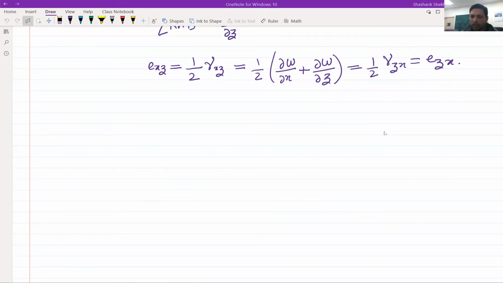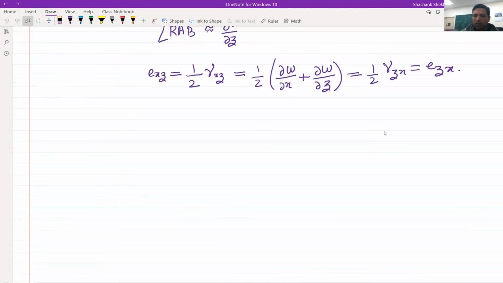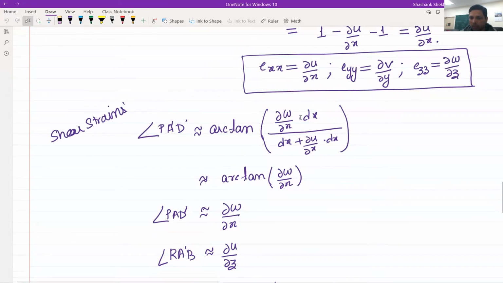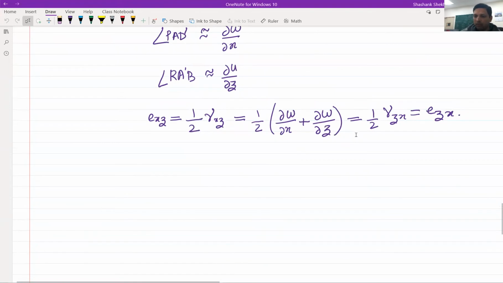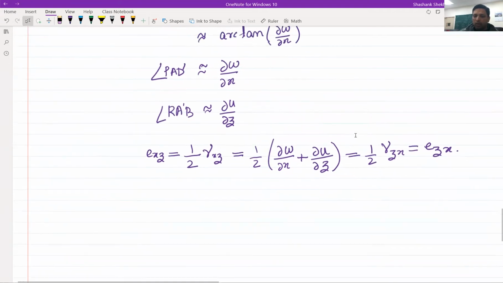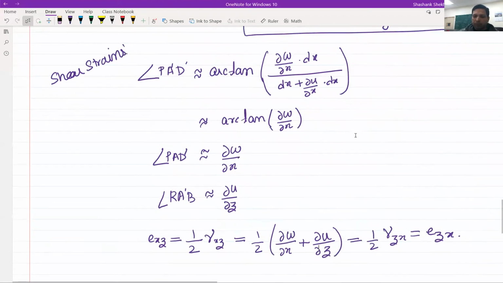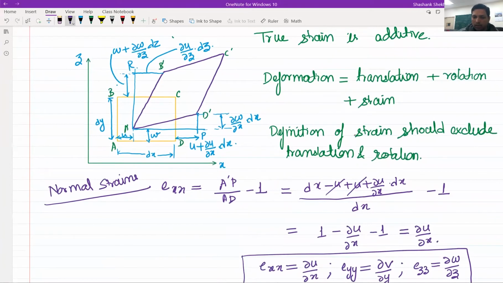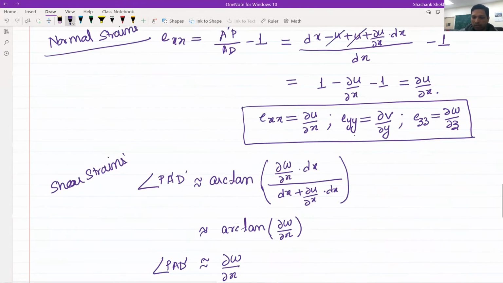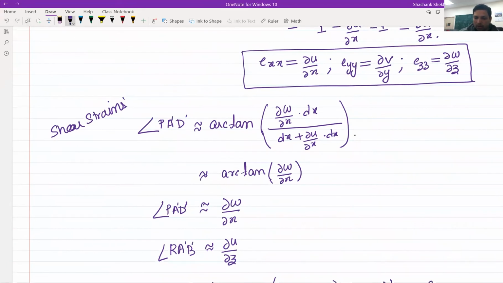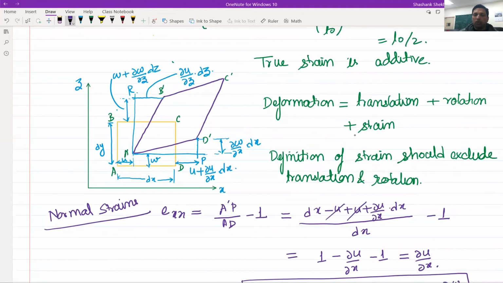There was a little bit of break, and we looked at this equation for the strains, for the normal strains as well as the shear strains. So this is the normal strain given over here and the shear strain, and I have made one mistake, so let me correct that. It should be del w by del x plus del u by del z. So basically what we are doing is you have two angles, R A prime B prime, let me write it clearly. And this is also P A prime D prime. So the shear strain is basically average of these two.